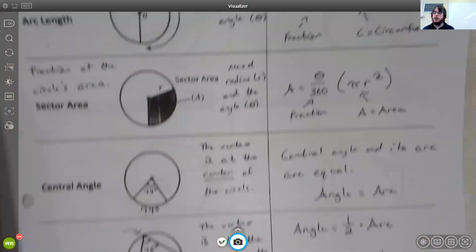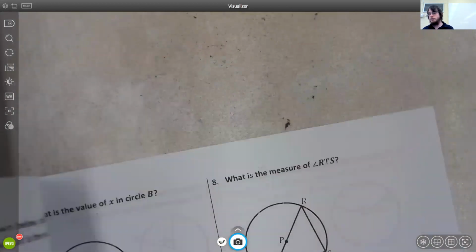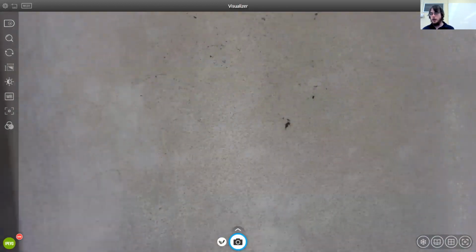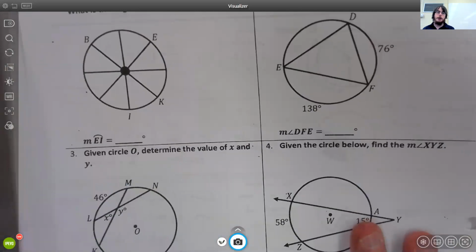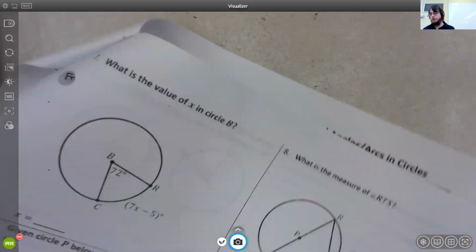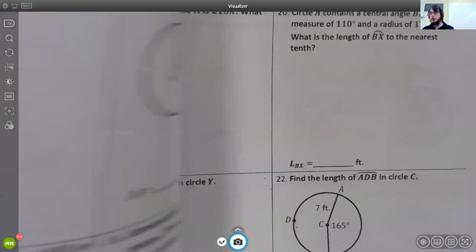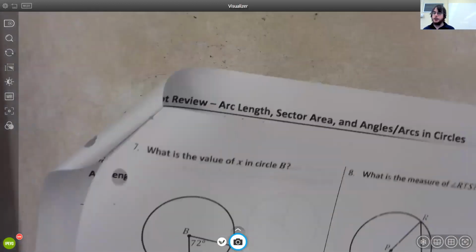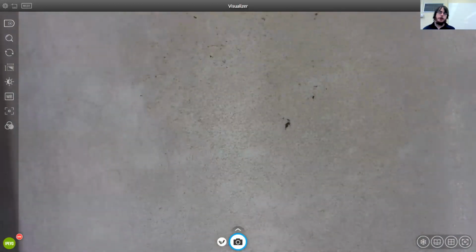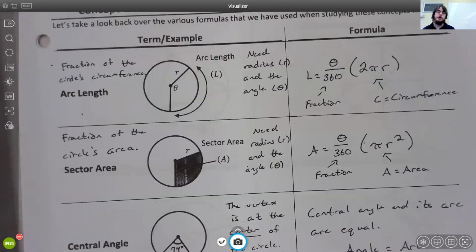But yeah, that's it for this one. Make sure you're looking back over those. There are some problems to work out for these, so just make sure you work on those.